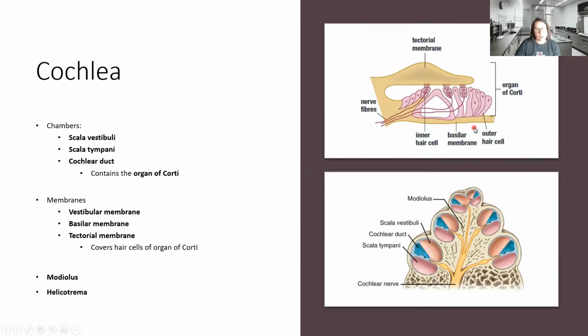This is what's found in the fluid-filled cochlear duct, the organ of Corti. This is what is detecting and sending signals to the brain about sound. So as the fluid moves from the vibrations of the stapes, it's going to cause this membrane here called the basilar membrane to undulate.